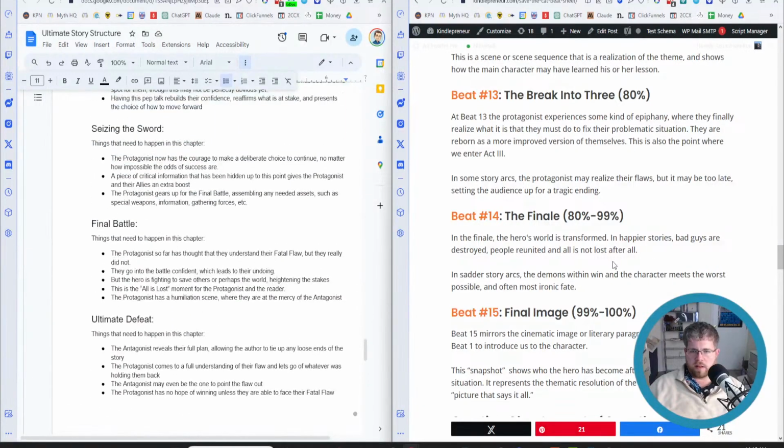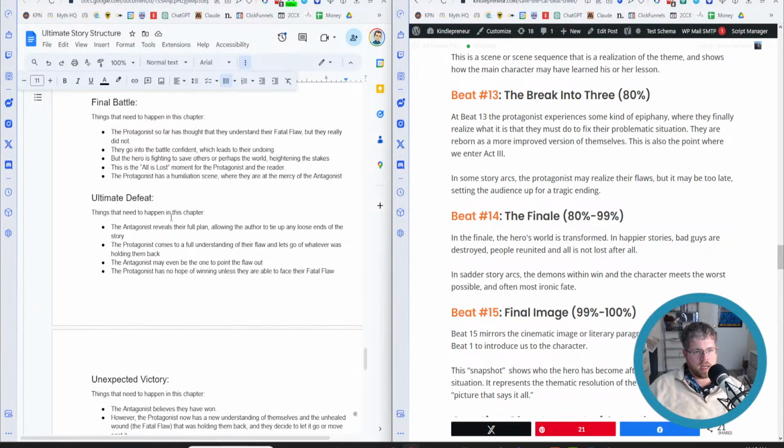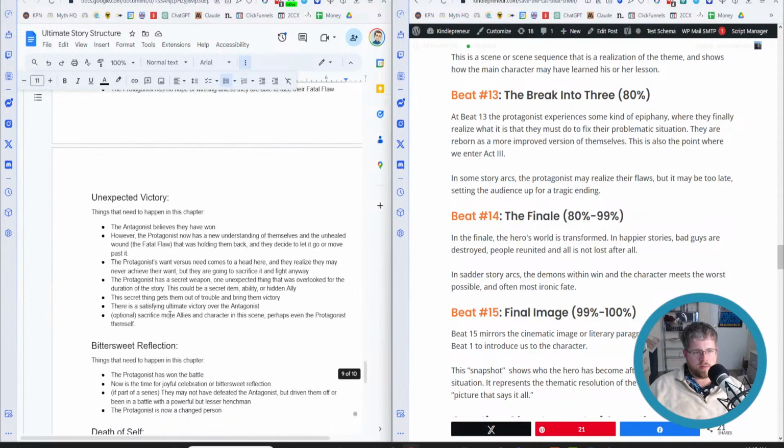The final battle. The finale. In the finale, the hero's world is transformed. In happier stories, bad guys are destroyed. People reunited and all is not lost after all. In sadder story arcs, the demons within win and the character meets the worst possible and often the most ironic fate. Ultimate defeat. Ultimate victory.